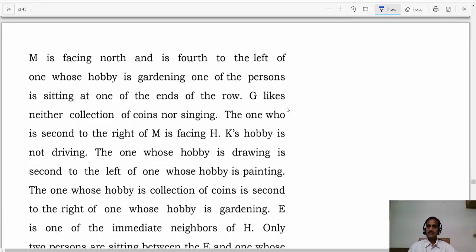Let us start with this one. 1, 2, 3, 4, 5, 6, 7. Here again 7 members. 1, 2, 3, 4, 5, 6, 7.